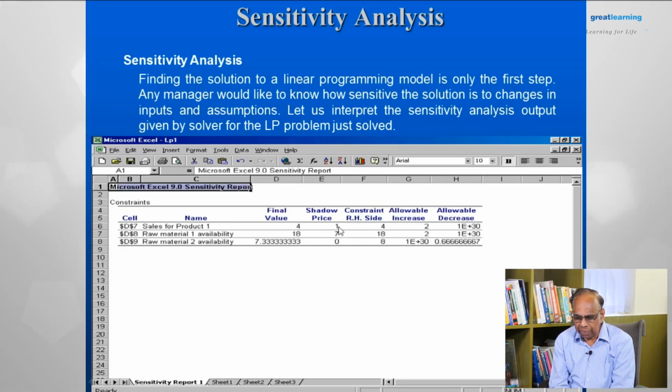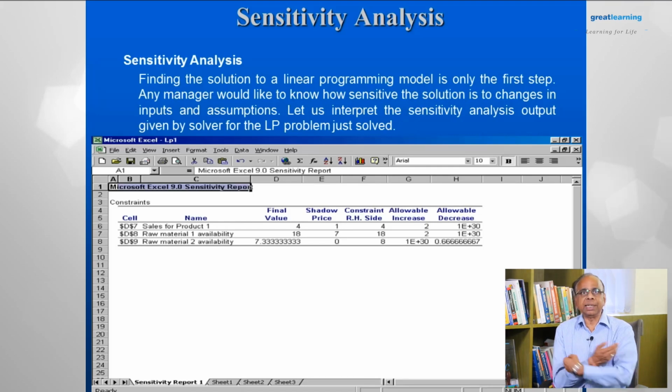So this is called opportunity cost or imputed cost, called shadow price. What does it measure? If I increase the sales quantity by 1 more unit, the overall profit which I get, namely $130, will go up by 1 more dollar and it will become $131. So if I increase it by 2 units, it will become $132. To what extent I can increase? It's a matter of judgment and discussion.